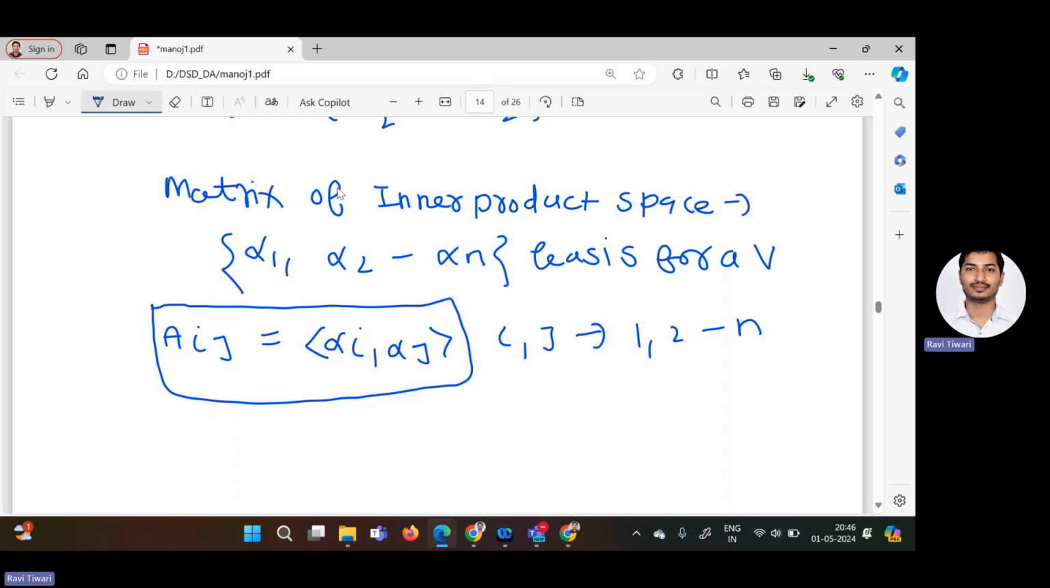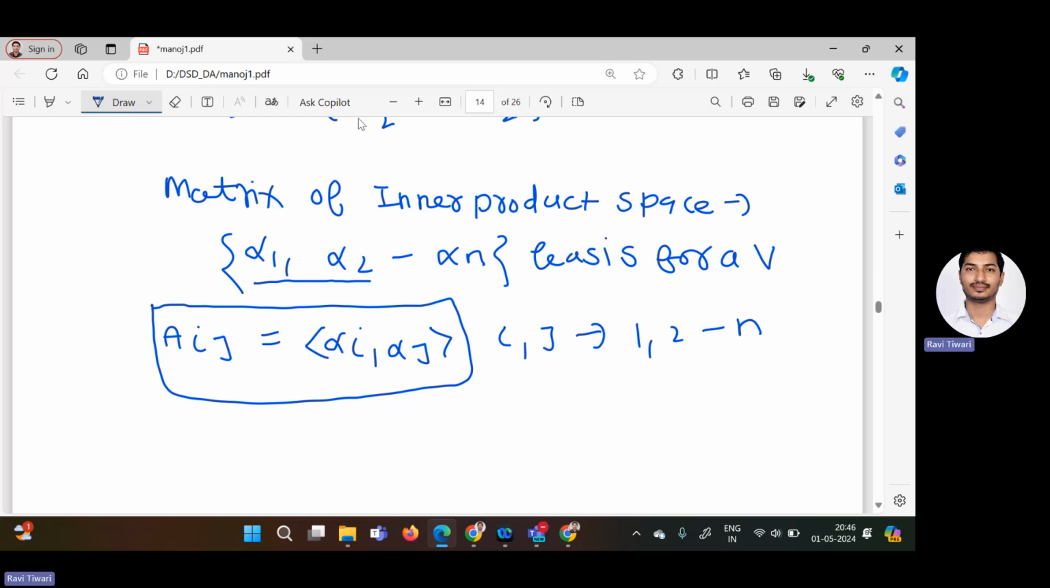If you have two vectors alpha 1 and alpha 2, then the number of basis elements defines the order of the matrix. If you have two bases alpha 1 and alpha 2, then we can calculate A11, which is given by the inner product of alpha 1 and alpha 1, A12 is alpha 1 alpha 2, and A21 and A22 we can calculate. If the number of basis elements is 3, then we get a 3 cross 3 matrix. So the order of the matrix is defined by the number of elements given in the basis.